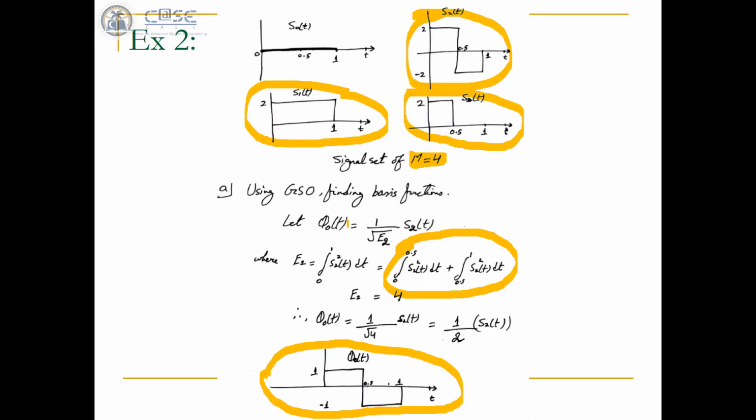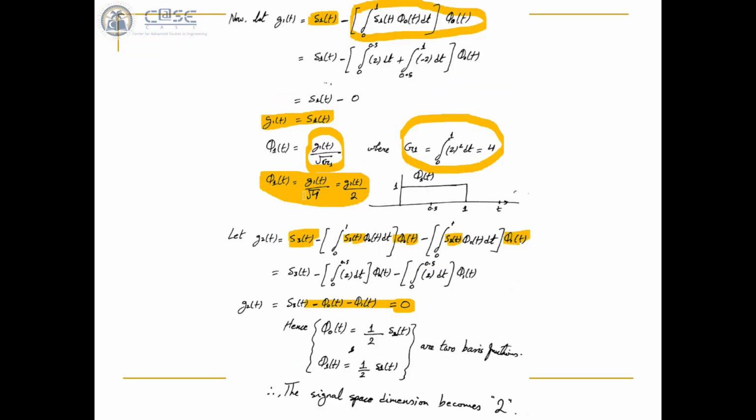Phi naught of t is equivalent to 1 over square root E2 times S2 of t, and phi1 of t is equivalent to S1 of t divided by 2. Since G1 of t was equivalent to S1 of t, phi1 of t is equivalent to S1 of t divided by 2. Here it is summarized.